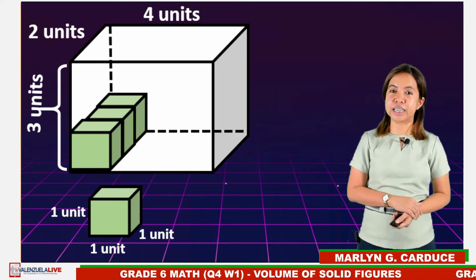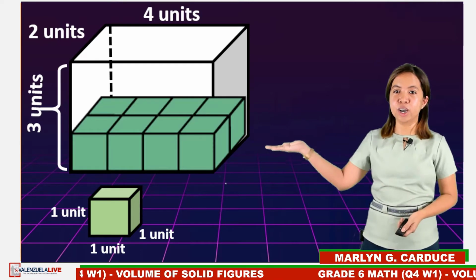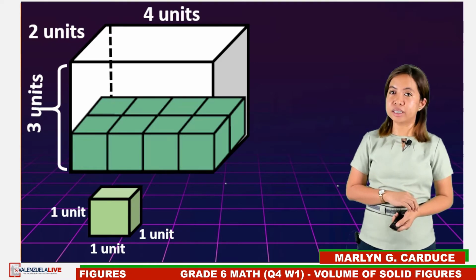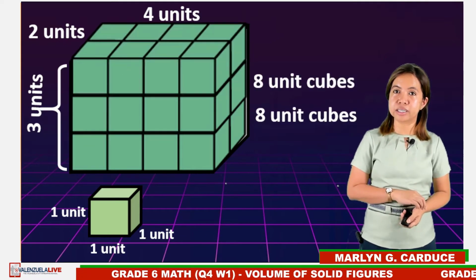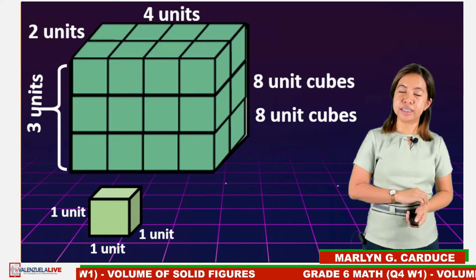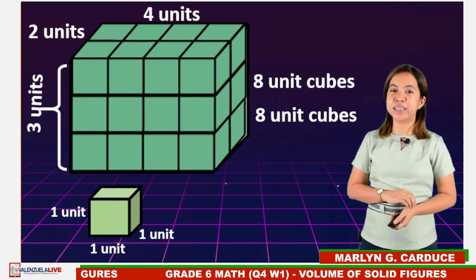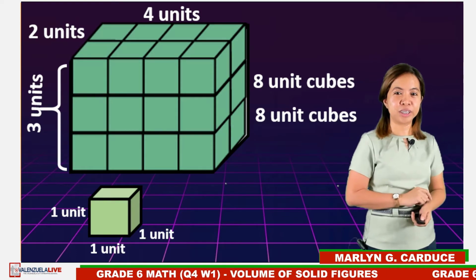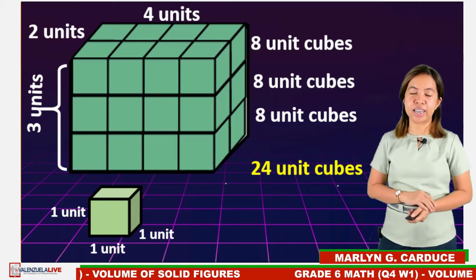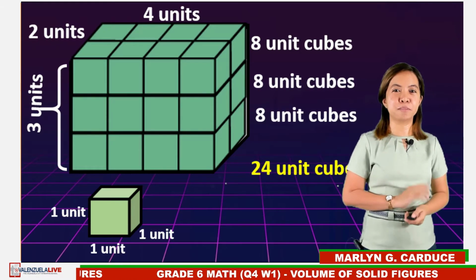Here's the example. As you can see, each layer of the figure has 8 unit cubes. Since there are 3 layers, and on each layer there are 8 unit cubes, then 24 unit cubes can fit in this figure. Then this 24 unit cubes is the volume of this prism.